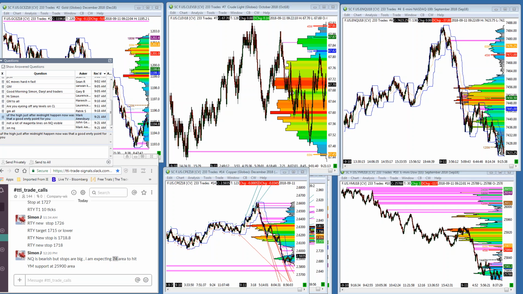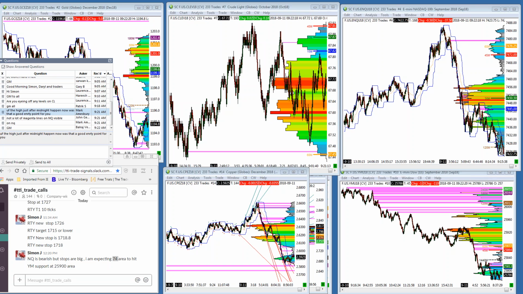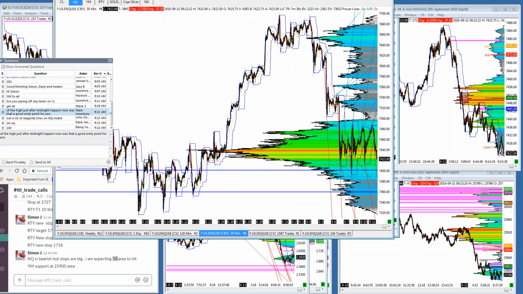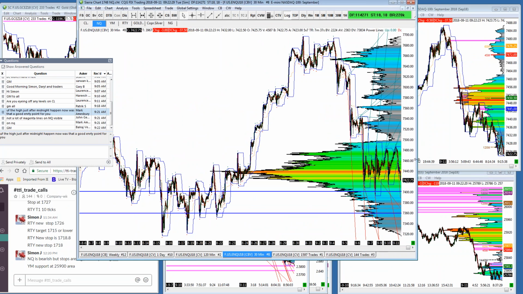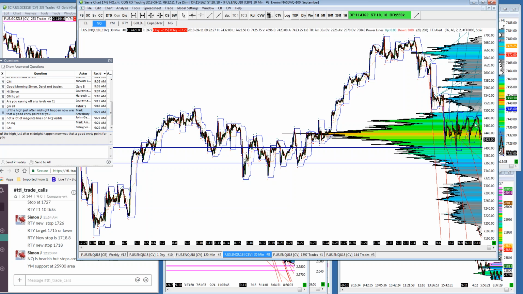Yeah, let me see. 74.85. Are you talking about this level here? 74.80 level? Yeah, that would have been okay. Generally speaking, that would have been okay. I would have maybe looked for 7,500, but yes.